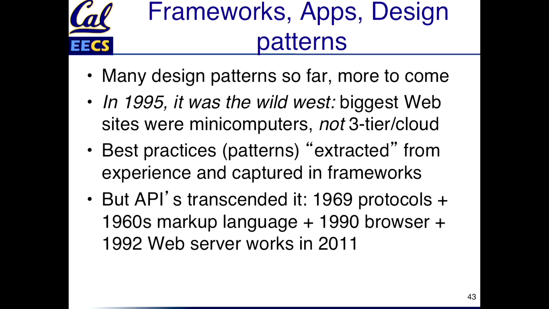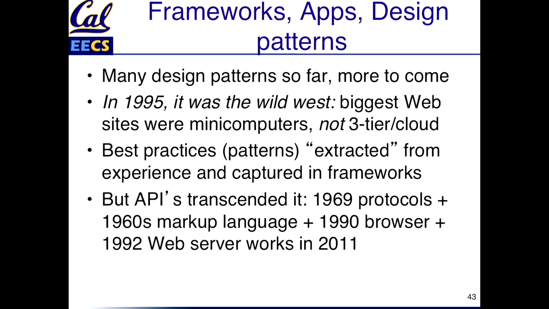So now, looking back, we can see there are these different ways to structure web apps. There's different templating systems. There's frameworks to support each of those choices. But when the web became a consumer mass market thing in the mid-90s, it was the Wild West, right? The biggest web servers at that time were not running in anything that looks like cloud computing today. They were running on minicomputers.